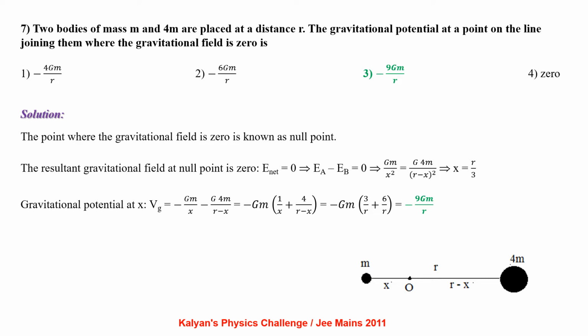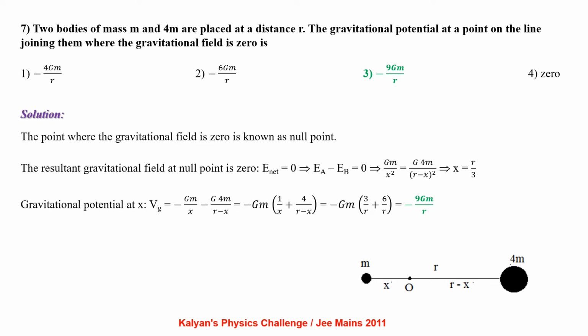Since the resultant gravitational field is 0, the gravitational field due to the first particle is cancelled by the field due to the second particle. So it is GM by x square equal to G into 4m by (r minus x) whole square. That gives us x equal to r by 3. That means the null point is at a distance of r by 3 from the smaller mass.